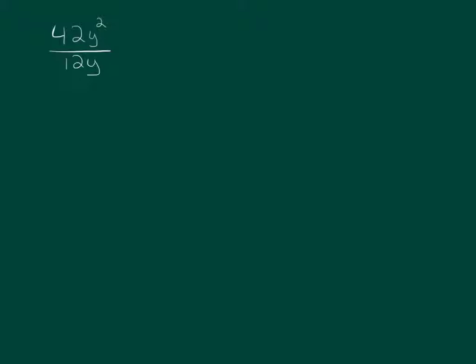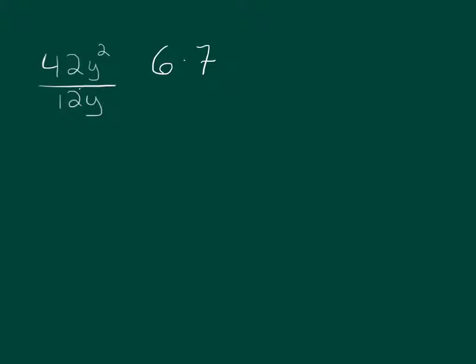Okay, so if we look at this one, we'll make it just a little bit bigger. On this particular one, 42 and 12, we know that they share a common factor. If I look at the factors of 42, I can analyze this and say 42 is the same thing as 6 times 7. And then y times y, that's my y squared. Y squared is the same thing as y times y.